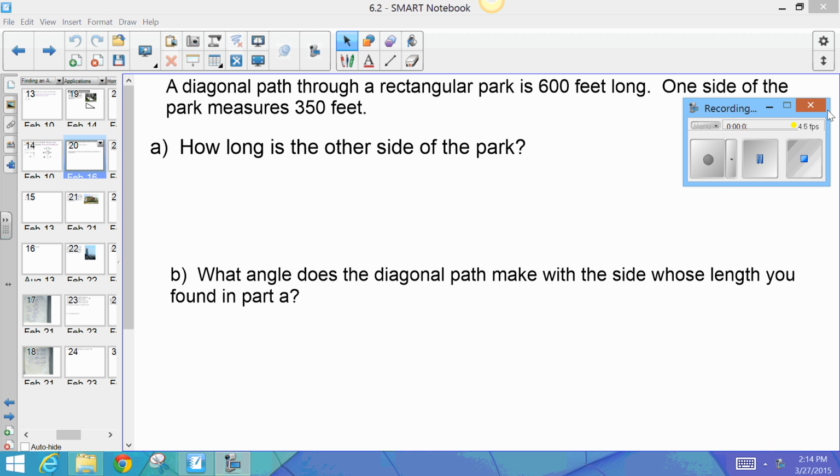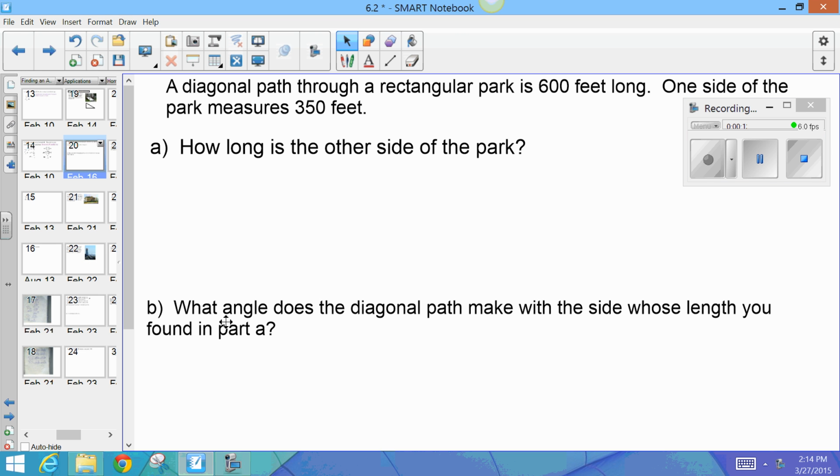This is a pre-calc video on 6.2 applications. This is part 2, a new problem. All right, a diagonal path through a rectangular park is 600 feet long. One side of the park measures 350 feet.